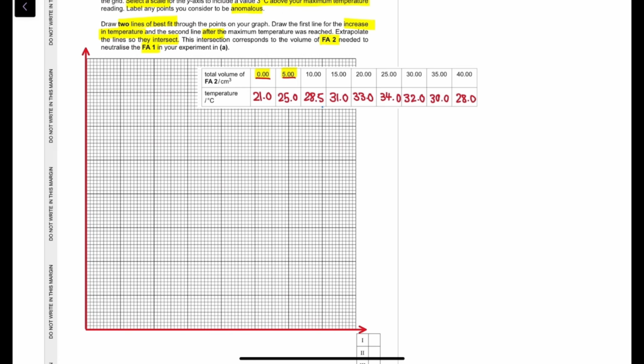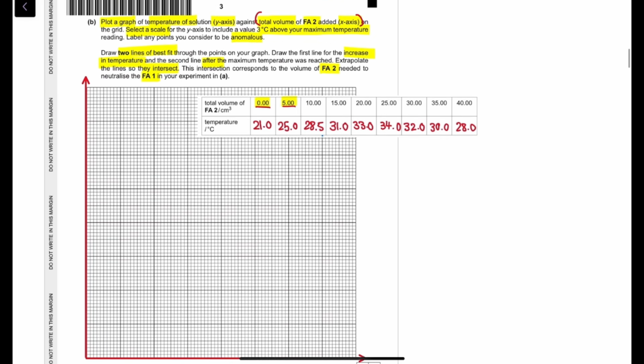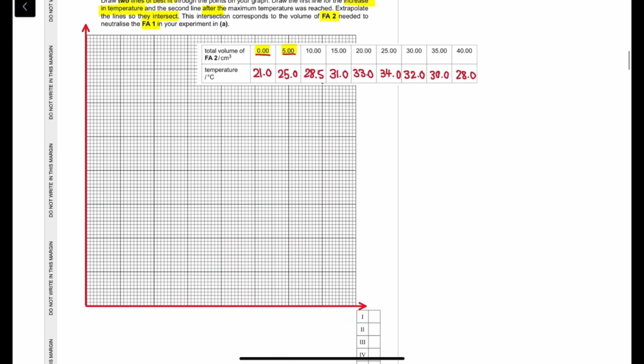So the first thing I'm going to do is start by labeling my axes. First of all, the x-axis is the volume of sulfuric acid added.